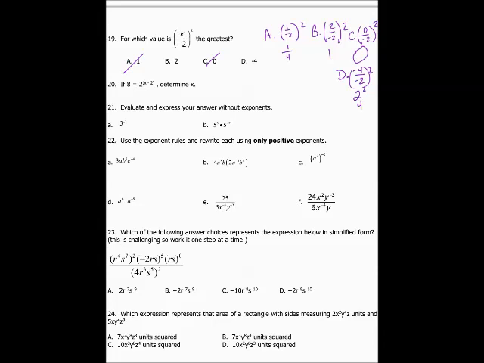So if I plug in a negative 4, I get out a positive 4. So plugging in that negative 4 is going to give you the largest answer.